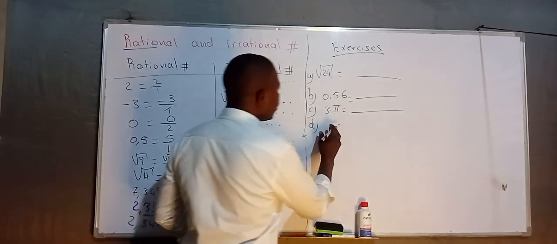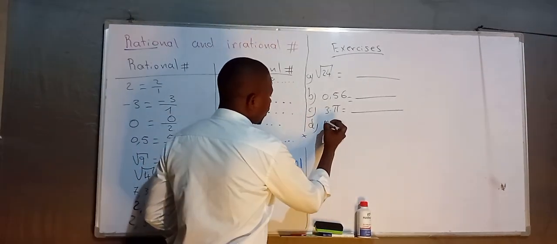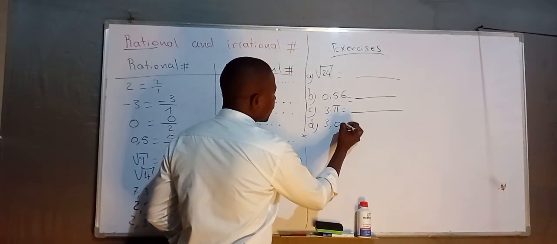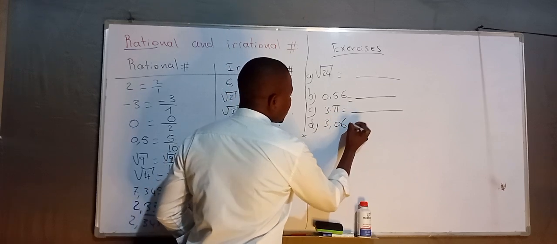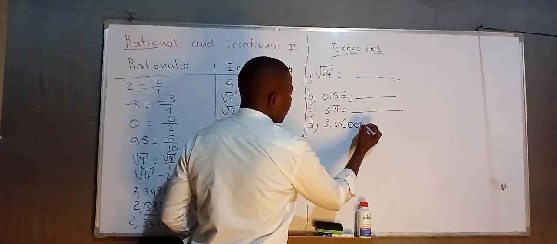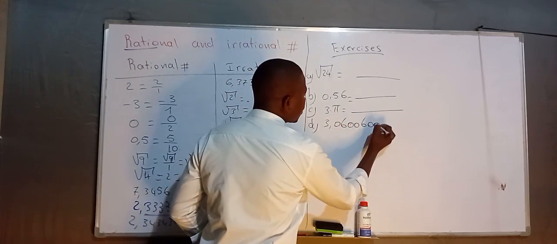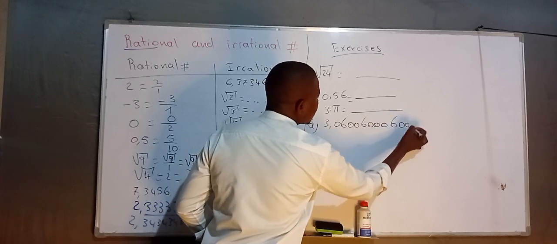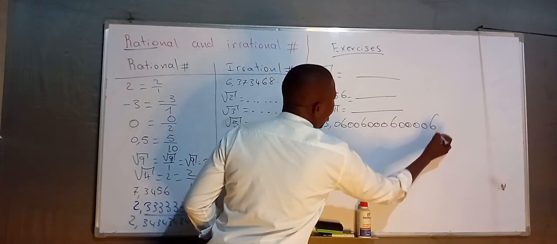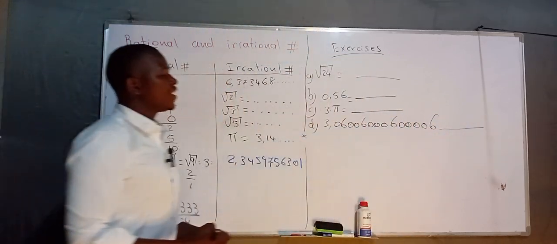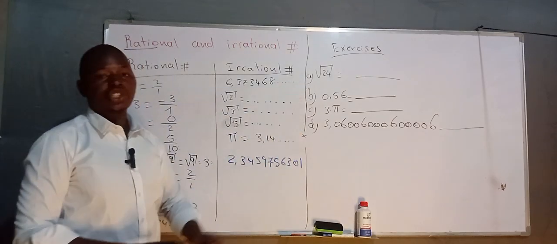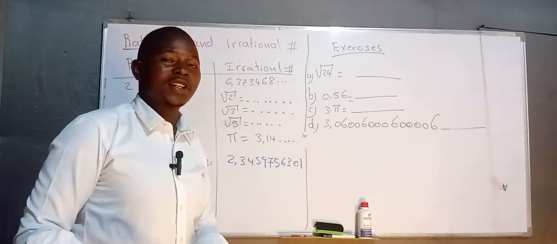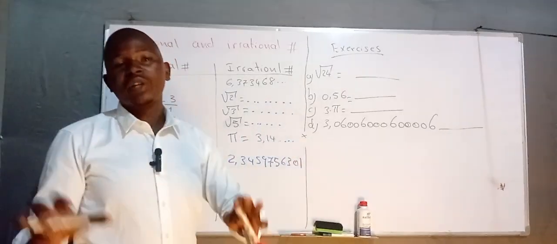So finally you have this one, which is 3.0600060006. Tell me whether this number is rational or irrational. All I want is that you tell me whether these numbers are rational or irrational.